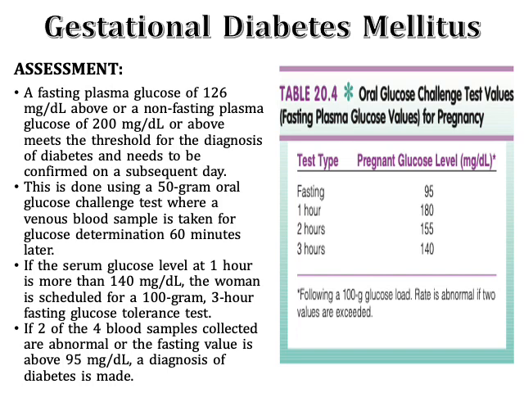So, paano siya ginagawa? Uumpisahan with a 50-gram oral glucose challenge test. So, binibigyan ng glucose load. Then, a venous blood sample, not arterial, is taken to determine glucose level in 60 minutes. If the glucose level at 1 hour is more than 140, the woman will now be scheduled for another 100-gram test. And then, kukunin naman yung 3-hour fasting glucose tolerance test. Table 20.4 shows us the values from the test type, and if 2 of the 4 blood samples collected are abnormal or the fasting value is above 95, a diagnosis of diabetes is made.